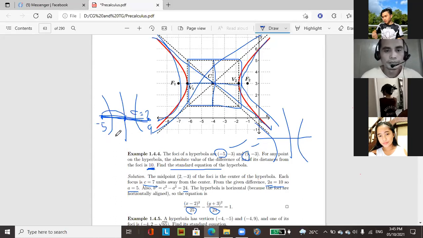And then ang k nato kay constant raman siya diri sa foci. So that is equal to -3. So mao siya ang midpoint. So therefore, mao siya tong center. So na-solve na nato ang standard form of the equation of the hyperbola.